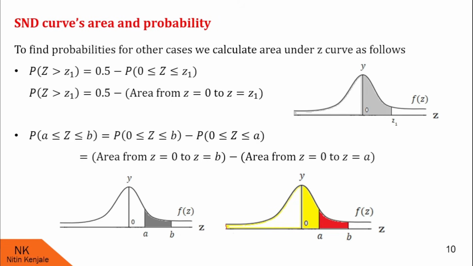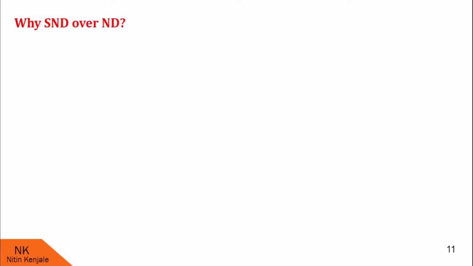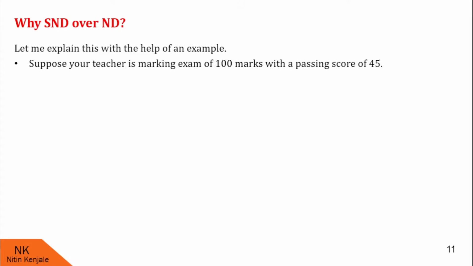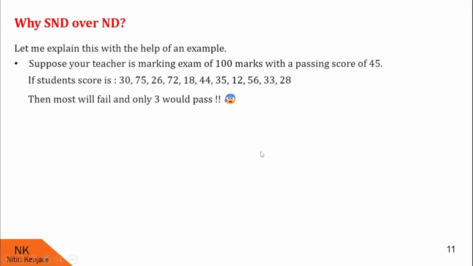Now let us understand why to use the standard normal distribution over the normal distribution. Let us understand this with the help of an example. Suppose your teacher is marking an exam of 100 marks with a passing score of 45 and students score these marks. From these marks, it is clear that not many students passed. Only 3 passed. One who got 75, another who got 72, and another one who got 56 passed. Other students failed.